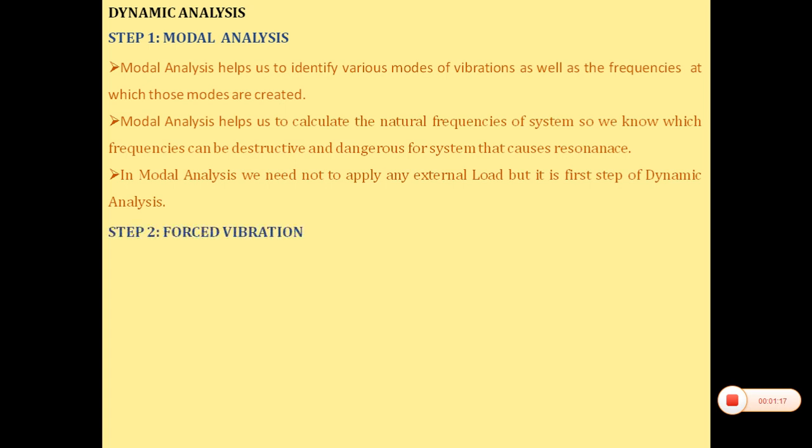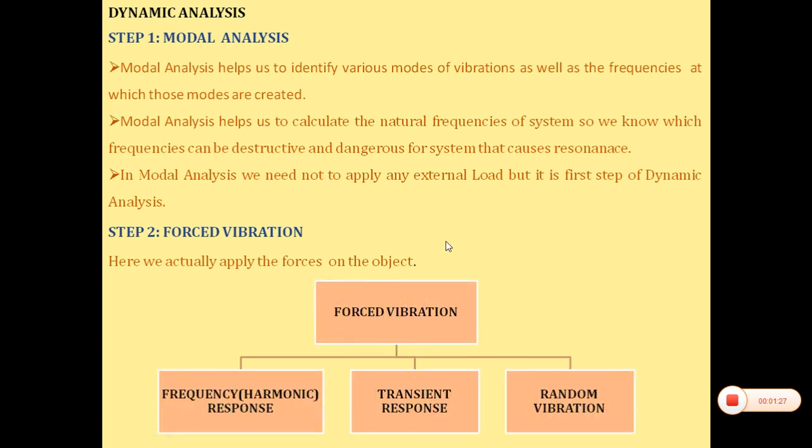In the second step, we will apply the force, which we call forced vibration. Here we actually apply the force on the object, and forced vibration can be solved by three methods. First is frequency, that is harmonic response, where we consider the frequency domain. Next is transient response, where we consider the time domain, and the third is random vibration. Here the force will come in a random way. So these are the three ways to solve forced vibration.